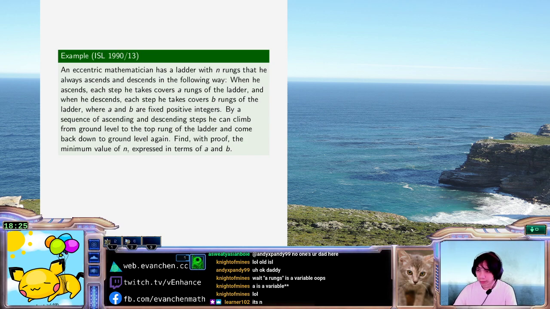Find the minimum, okay. So I guess we can start by... if a and b are 1, just take n equals 1.